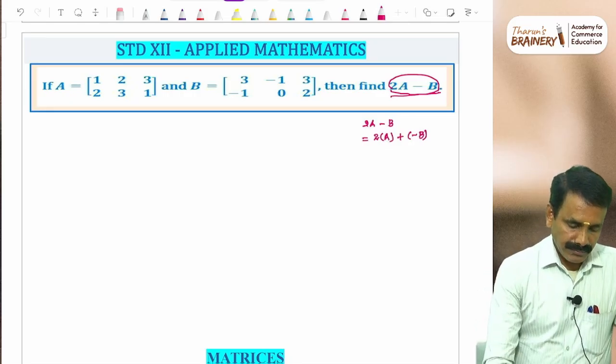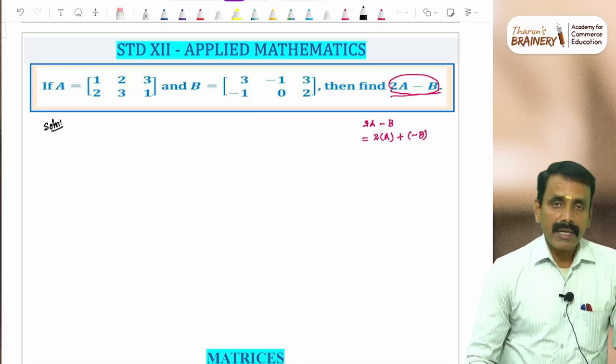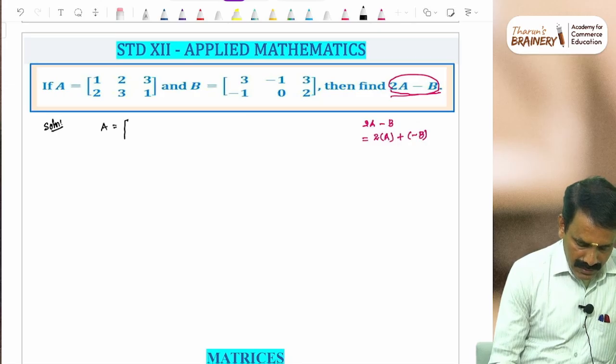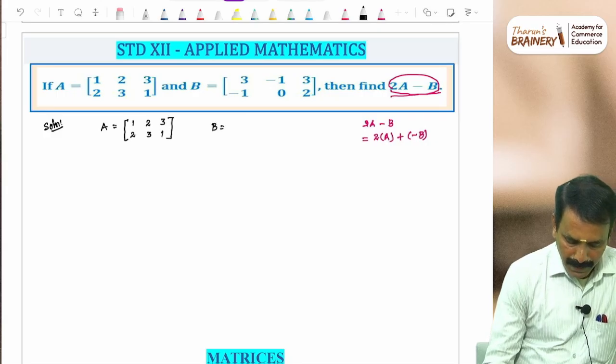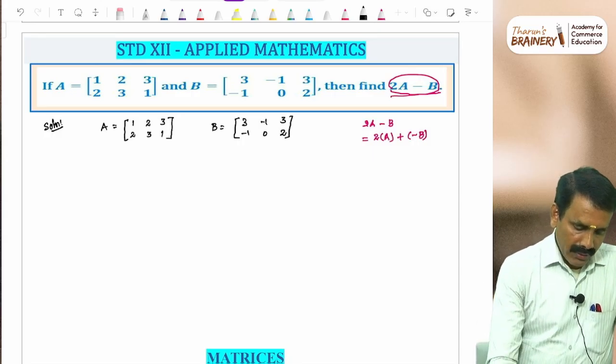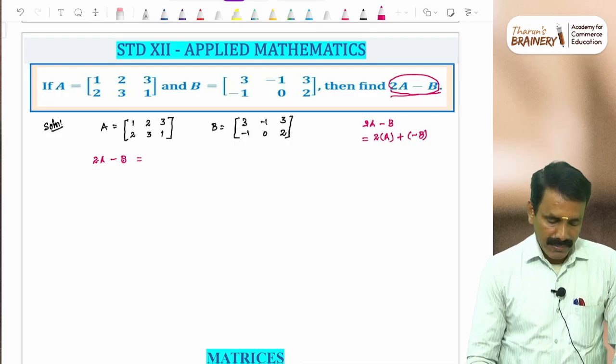So, we start solving the problem. First we understand what the question is, then we start. So, A matrix is 1, 2, 3, 2, 3, 1 and B matrix is 3, minus 1, 3, minus 1, 0, 2. Okay. Now, we are going to calculate 2A minus B.